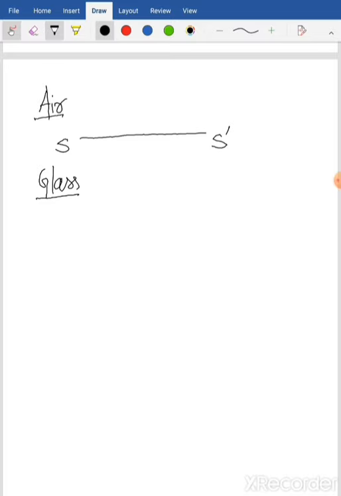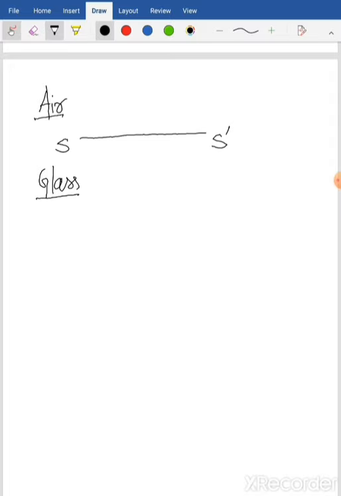Now let's see how this change in direction takes place when a ray of light is traveling from one medium to another medium. Let me take a surface, S dash. This is a surface which is separating the two media. Let the media be air and glass. If you compare air with glass, air is much rarer as compared to the glass. Means glass is denser as compared to air here.